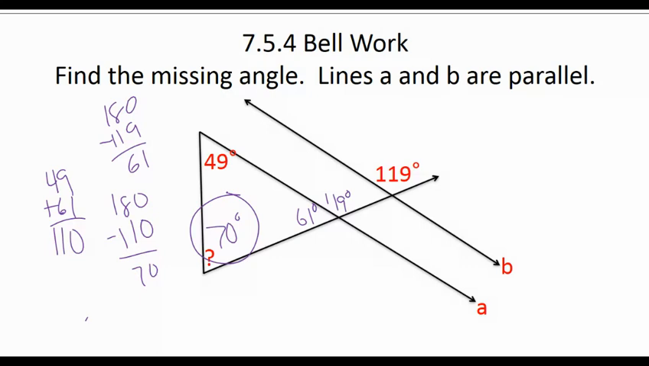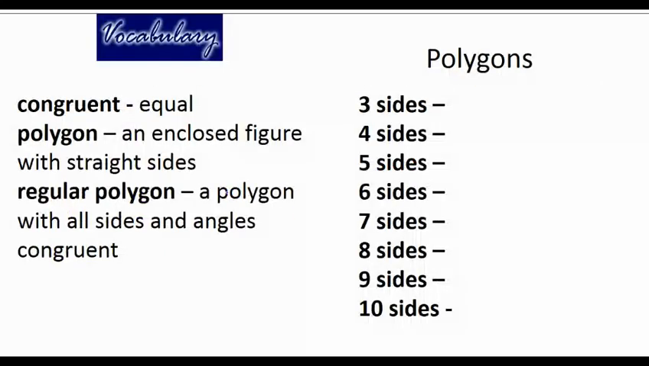All right. So today we are going to talk about polygons. We've got some definitions we're going to talk about, and then we're going to make sure we know the names of the polygons. One word you'll see in geometry a lot is the word congruent. Congruent just means equal. So if I say two sides are congruent, that just means they're equal. If I say two shapes are congruent, that means they're equal.